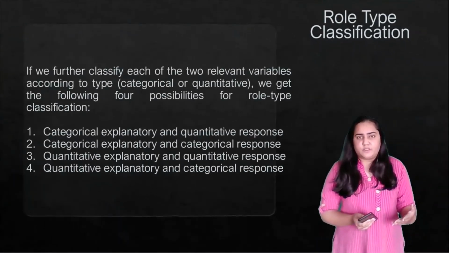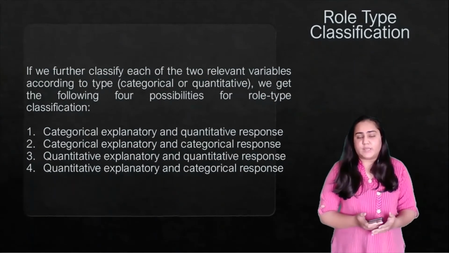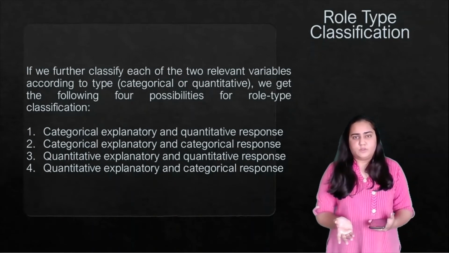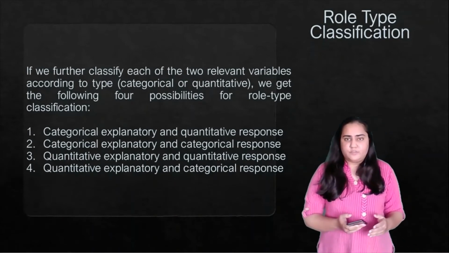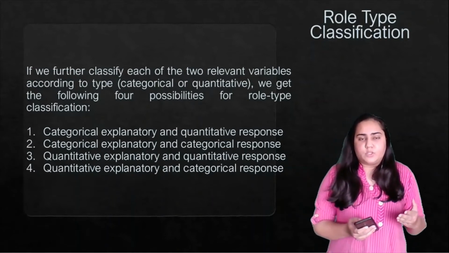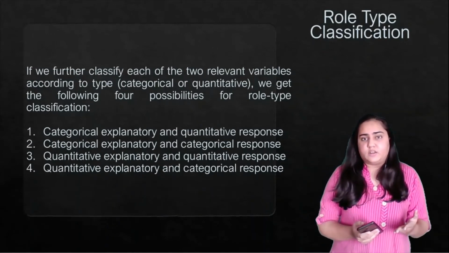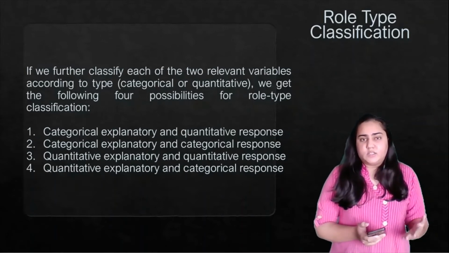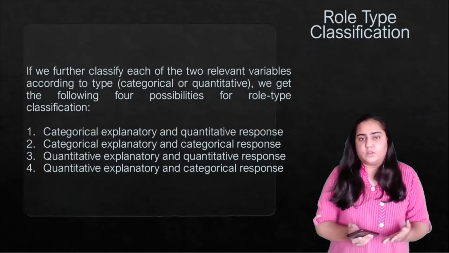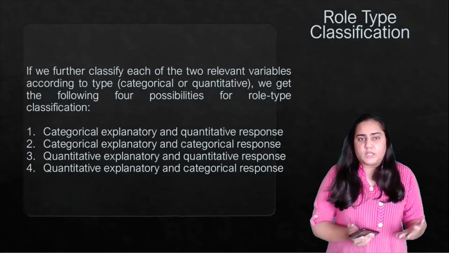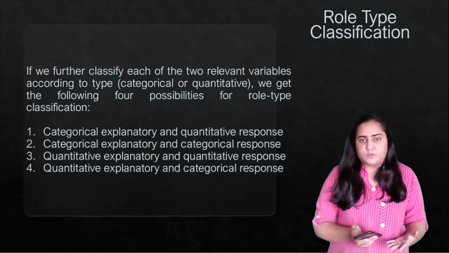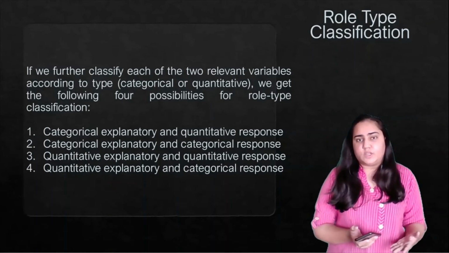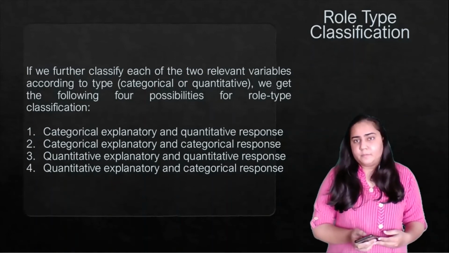Now that's how we can classify variables into two types. But you can also classify variables further into four types based on whether the variables are categorical or quantitative. So based on that, you can classify variables into four types, which is categorical explanatory and quantitative response. The second type is categorical explanatory and categorical response. And the third type is quantitative explanatory and quantitative response. And the last type is quantitative explanatory and categorical response.